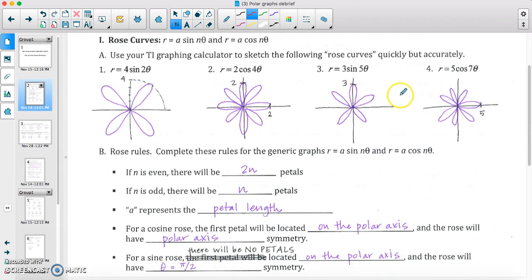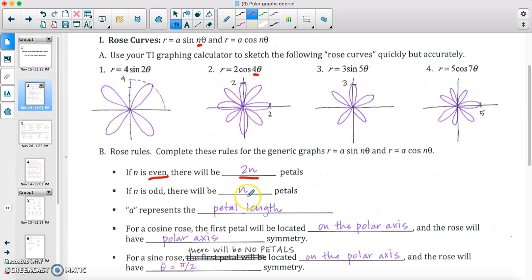So rose curves are when you're not adding or subtracting two values in front of the sine or cosine. It's just a number times sine or cosine, and then a value multiplied by the theta. That number multiplied by theta is called your n. The n really affects a lot of things. If your n is even, then you're going to have double the amount of petals, so you'll have 2 times n petals. Here our n was 4, so we had 8 petals.